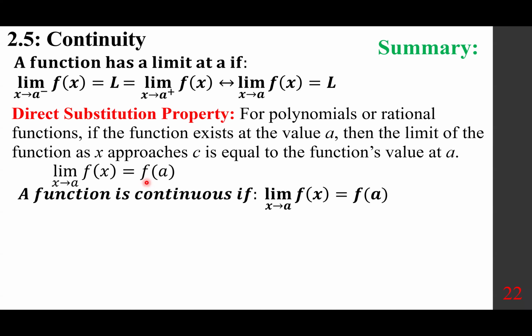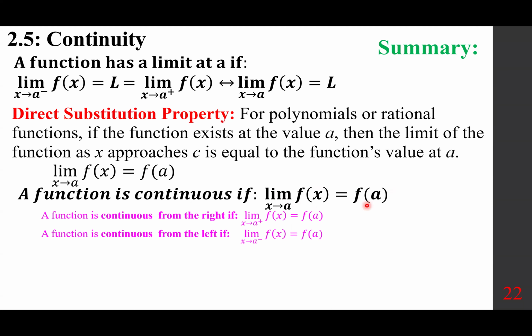A function is continuous if the limit and functional values are the same. This is the limit of f of x as x approaches a. This is the functional value f of a. If the two are identical, a function is continuous. So a function is continuous from the right if the limit of f of x as x approaches a from the right equals f of a, and a function is continuous from the left if the limit of f of x as x approaches a from the left equals f of a.